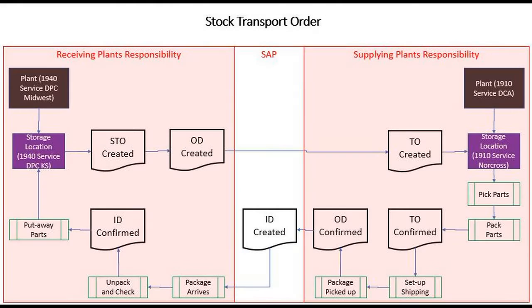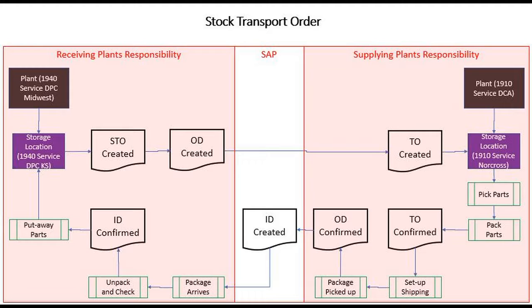The basic order process for a stock transport order is displayed here as a reminder of what steps must be completed in SAP to order a component from another plant. After the stock transport order is created, an outbound delivery is created so the supplying plant knows that they are supposed to pick and ship the part.